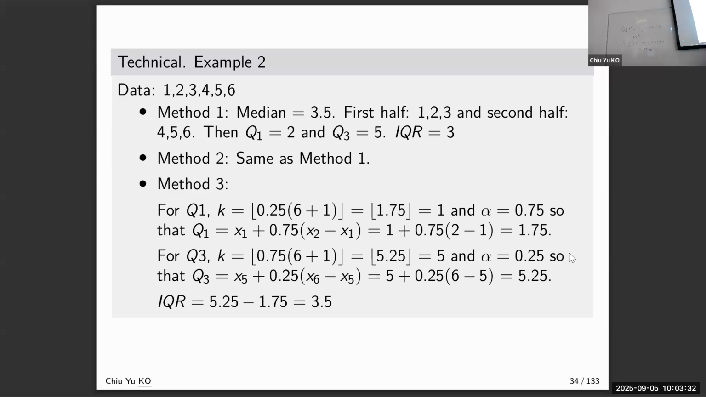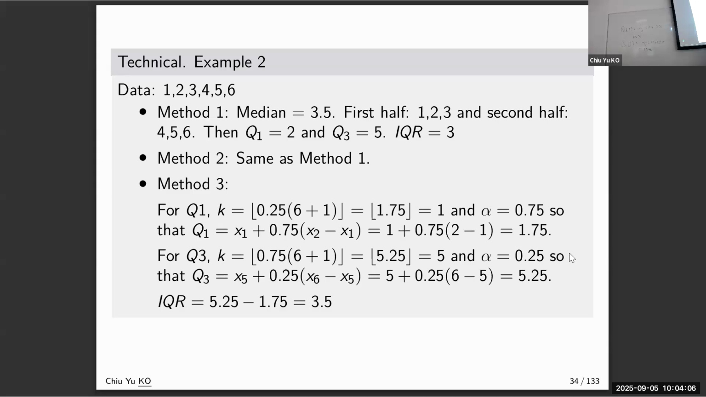So that means that you start from the beginning, X1, and go 75% of the distance. Is that okay? So you run a third quarter of the distance. X1 is 1, right? X2 is 2, and X1 is 1. So this is why we get 1.75.